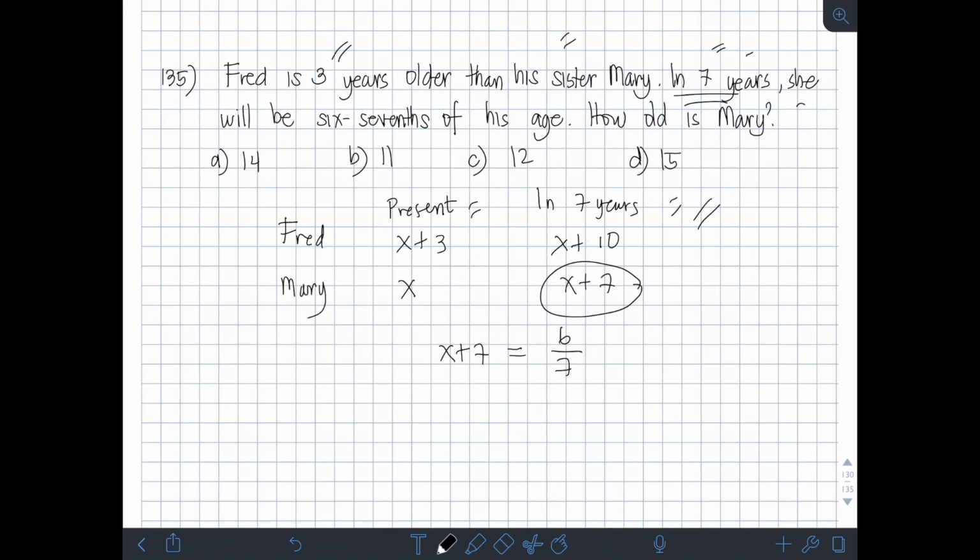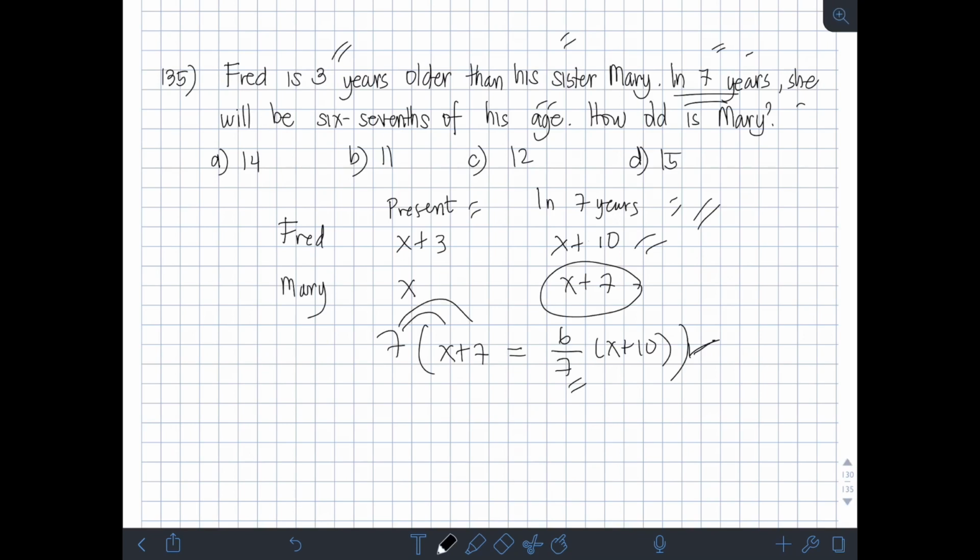Pag fraction, imumultiply natin yon sa age nung brother niya, si Fred. So, 6/7 of his age, which is in the column, it's x plus 10. So, ito yung equation natin ngayon. Isosolve natin ngayon tong equation for x. So, dahil may denominator tayong 7, pwede muna nating eliminate by multiplying both sides by 7.